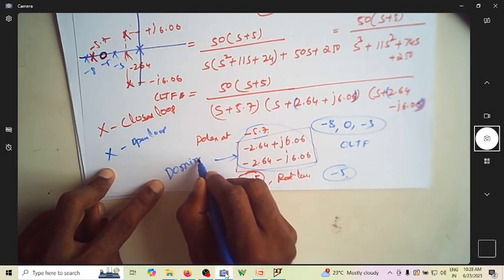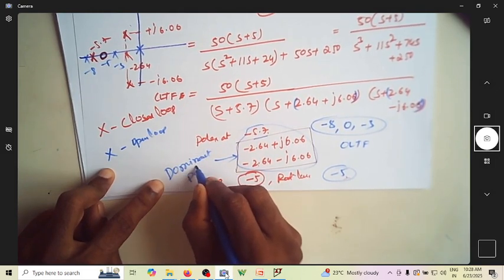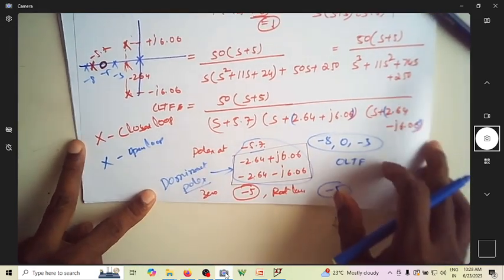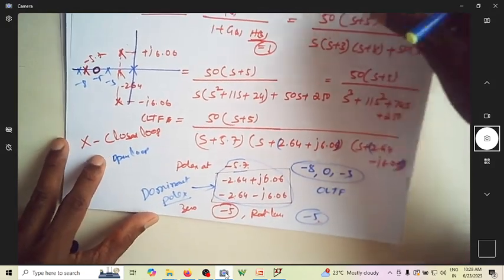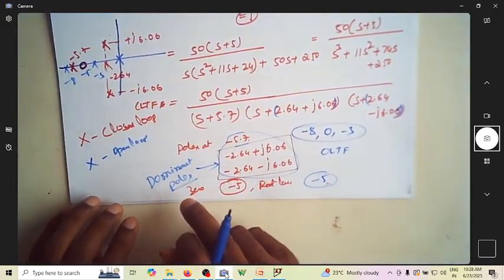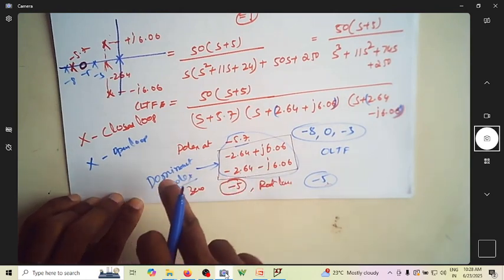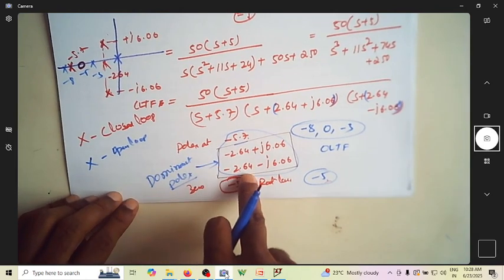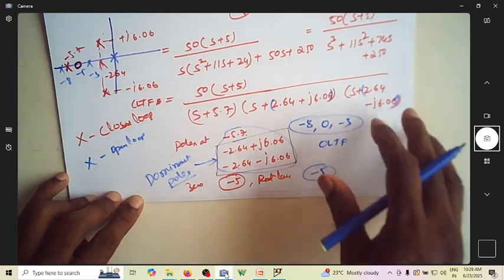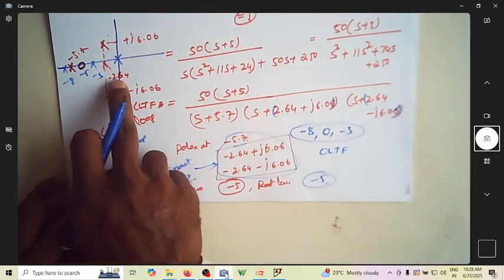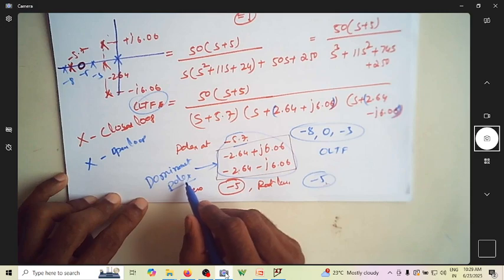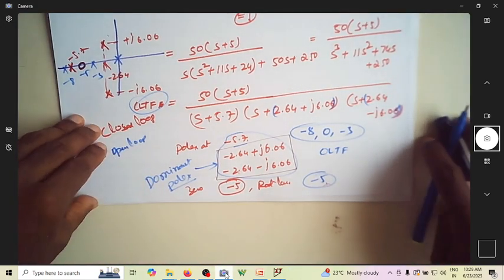Why are they called dominant poles? Because they dominate the frequency and time response of the system. The system response is dominated, ruled or controlled by these two poles which are closer to the imaginary axis. That's why the poles closer to the imaginary axis in a closed loop transfer function are called dominant poles.